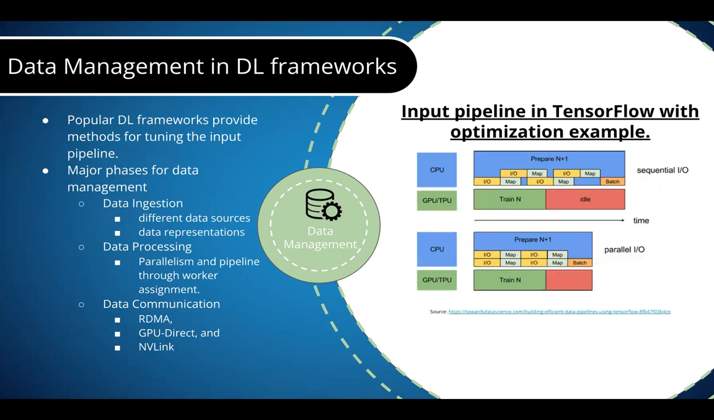Just to give a brief background on how deep learning frameworks and methods work. Popular DL frameworks such as TensorFlow, PyTorch, and Caffe provide an infrastructure to optimize data management required by these deep learning models. In general, you could look at data management within any deep learning technique as having three phases. The first is data ingestion, that is, how the data is read from several sources into memory for input processing. Then there is data processing, that is, what data operators are applied to the in-memory data before feeding it to the training. And finally, there is data communication, that is, how data exchange occurs between various workers of the deep learning training framework. These phases have their own software and hardware optimizations that are supported by these deep learning frameworks.